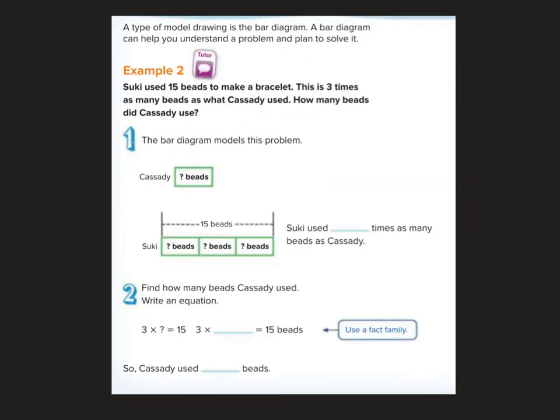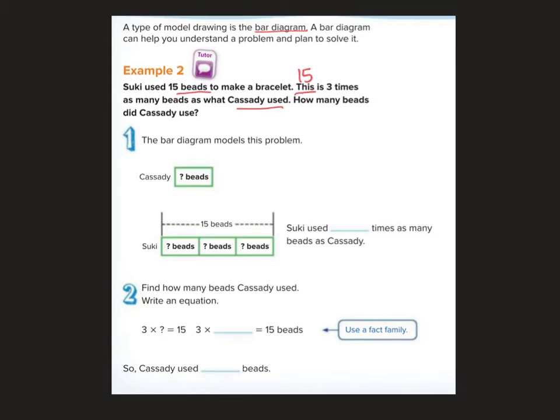A type of model drawing is the bar diagram. A bar diagram can help you understand a problem and plan to solve it. All right, so let's use a bar diagram for example 2. Suki used 15 beads to make a bracelet. This means 15 is 3 times as many beads as what Cassidy used. How many beads did Cassidy use?